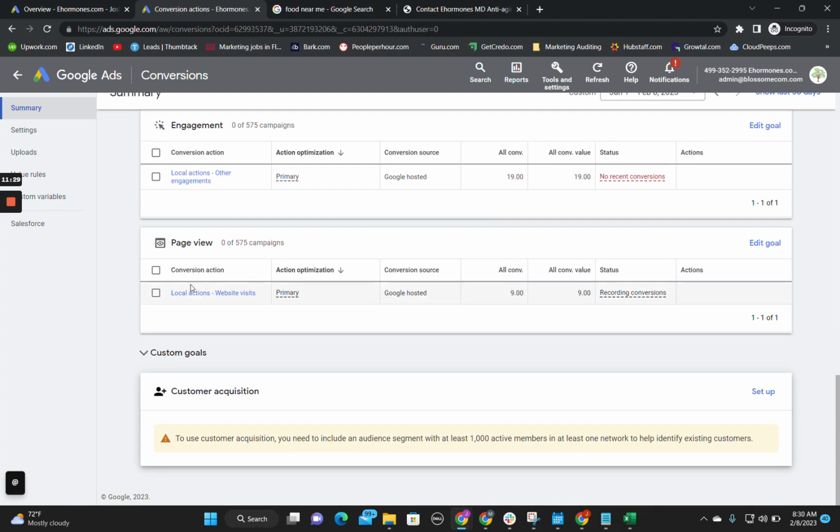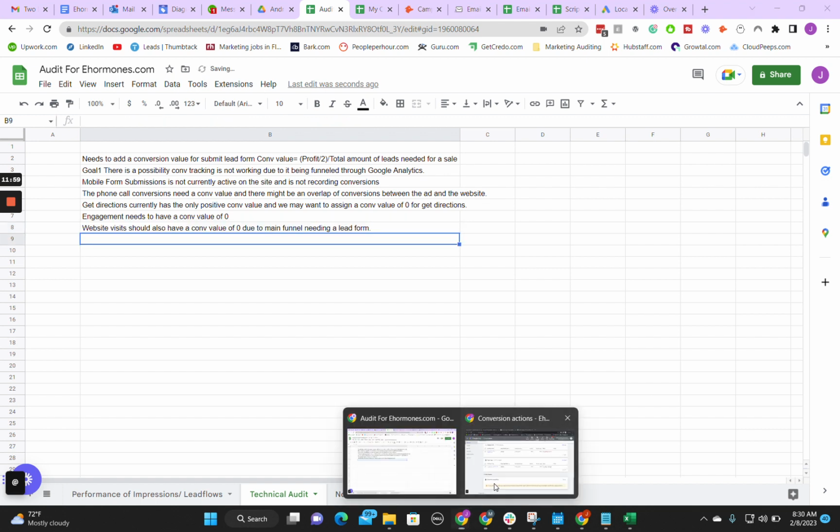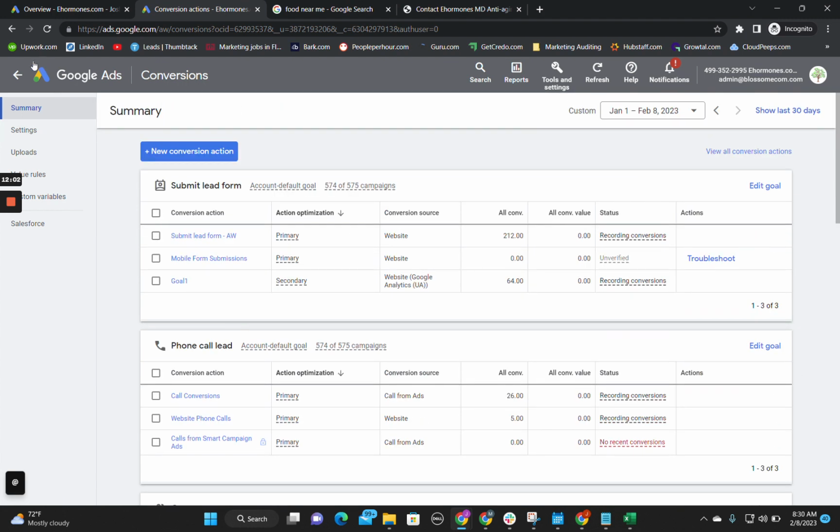Alrighty. And then again, website visits. Why does that matter? Why is a website visit more than a lead? It shouldn't be. Site visits should also have a conversion value of 0. Let's write a little bit: due to main funnel needing a lead form. Right. Okay, there we go. So our conversion tracking portion of this audit is done.